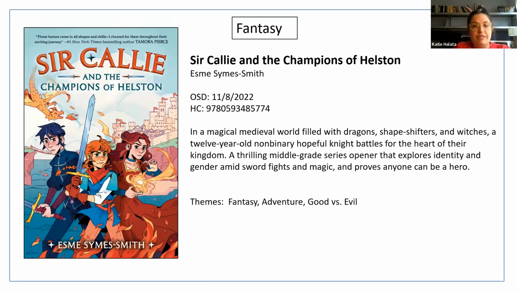In this start to an epic series packed with action, humor, and heart, Callie and their new friends quickly find themselves embedded in an ancient war, and their only hope to defeat the threats outside the kingdom lies in first defeating the bigotry within. This is a thrilling middle grade series opener that explores identity and gender amid sword fighting and magic and proves that anyone can be a hero. Next.